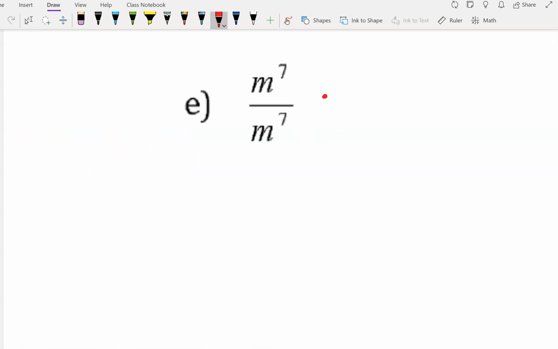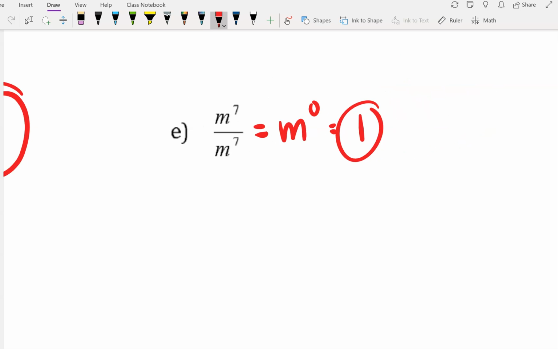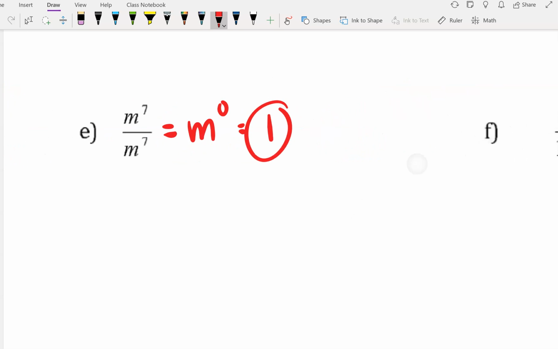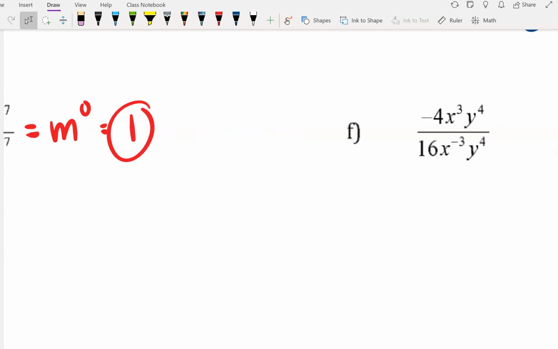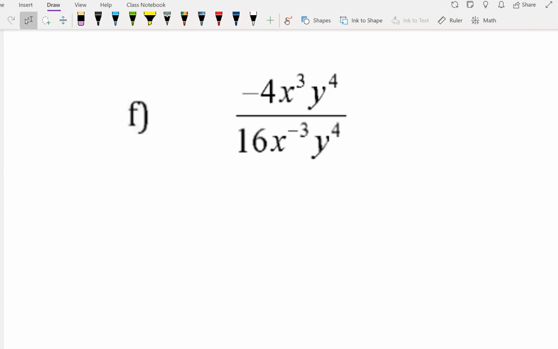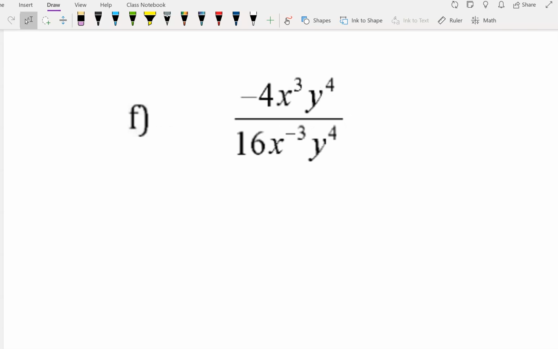Right? And then same idea on this one, kind of. I subtract the exponents. I end up with m to the 0 power when I do 7 minus 7, which is 1. Hopefully by the end of this video you will have it very much memorized that anything to the 0 power is 1. Alright, and then the final problem, if you could just pause the video and do this problem really quick for me, and then unpause it and I will go through it with you.